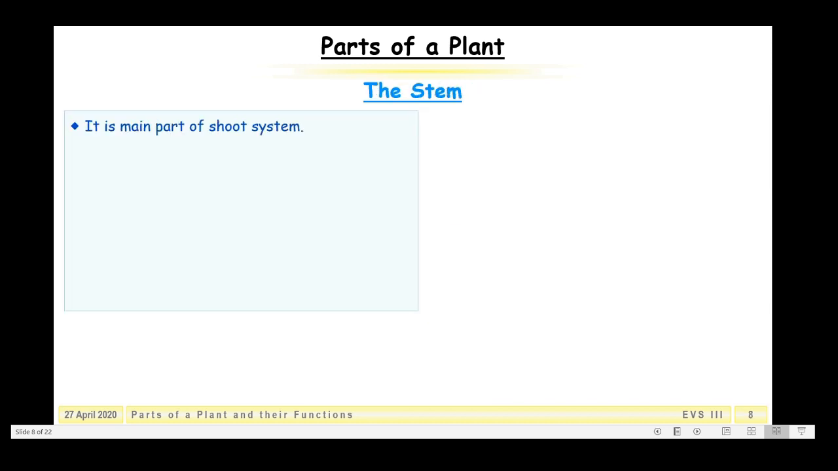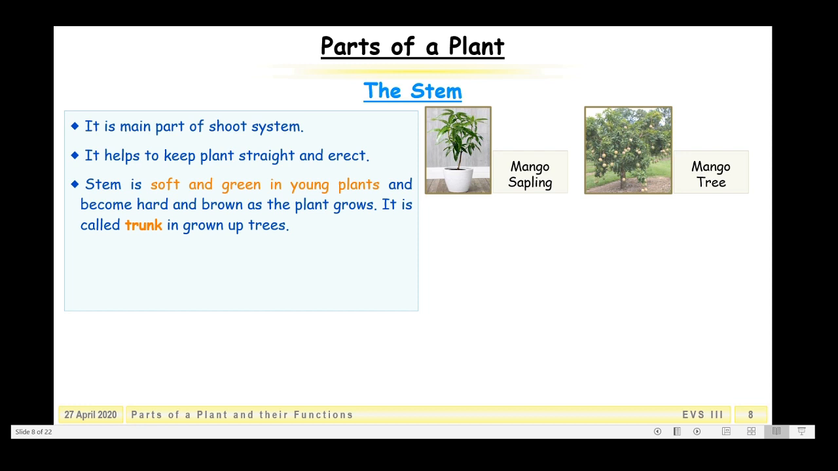Okay, so stem is the main part of the shoot system. It helps to keep the plant straight and erect. Erect means it helps the plant to keep upright. Then stem is soft and green in young plants and becomes hard and brown as the plant grows. It is called trunk in grown up trees.